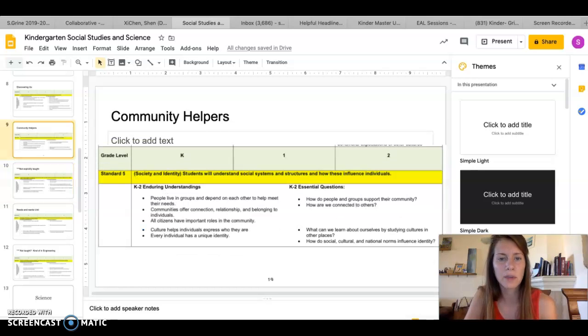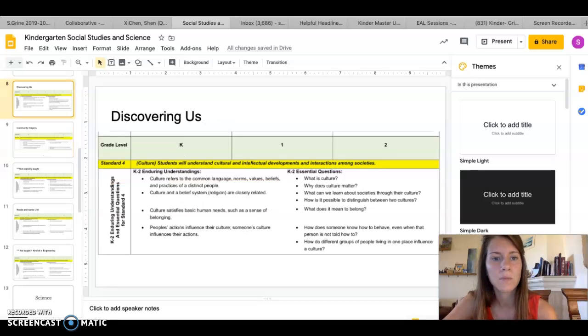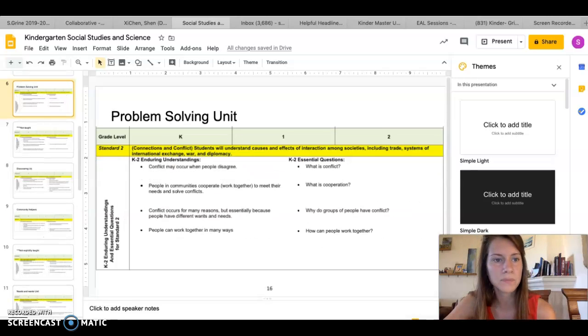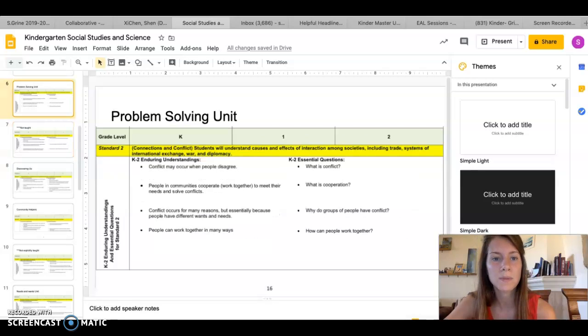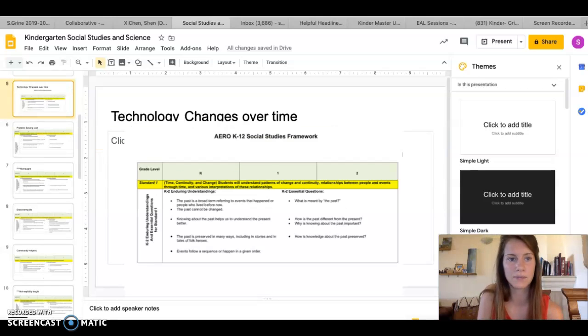We also have a community helpers unit, which covers this standard: How do people and groups support their community? How are we connected to other people? In the culture strand, we have our Discovering Us. We talk about the cultures in our classroom. We don't actually teach geography in the class at this point. We do have a problem-solving unit, which covers connections and conflict. What is conflict? What is cooperation? We cover that in that unit.